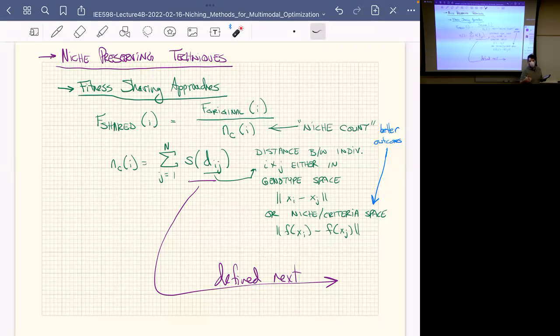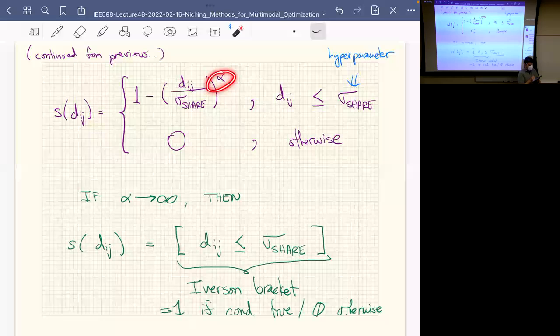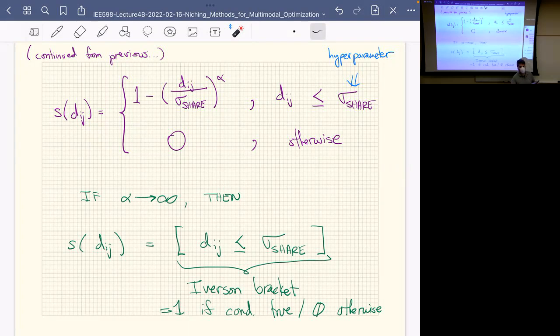So I just had to say ahead of time that, in whatever space that I'm using, I'm going to define 1 unit to be the radius, so anyone who is within 1 unit of anyone else is in that individual's niche. And if alpha is equal to infinity, then all the niche count does is count up how many individuals are within 1 unit of our focal individual. What this generalized function does, by letting us set lower values of alpha, is allow us to taper the count based on distance. So those that are farther away take less away from the fitness than those that are close.